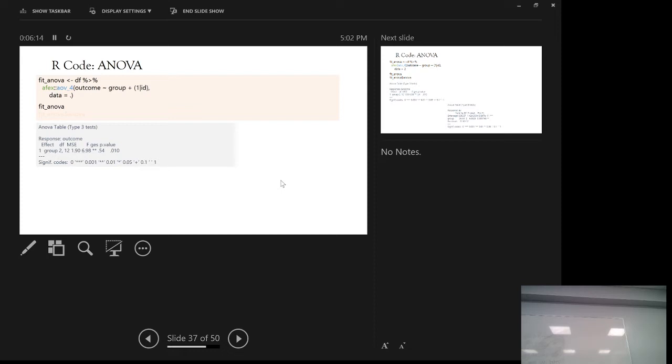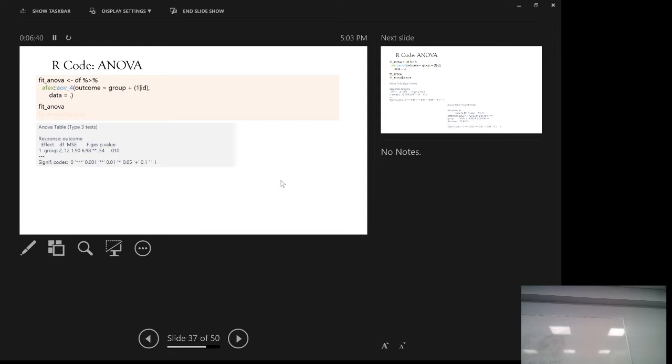1.9, that's the MSE. That's the mean squared error. That is the mean squared MS within group. Usually we don't report it, but basically that's the pooled standard deviation. So that's why it's on here. That's that. Then the next number here, 6.98, that is our F value.